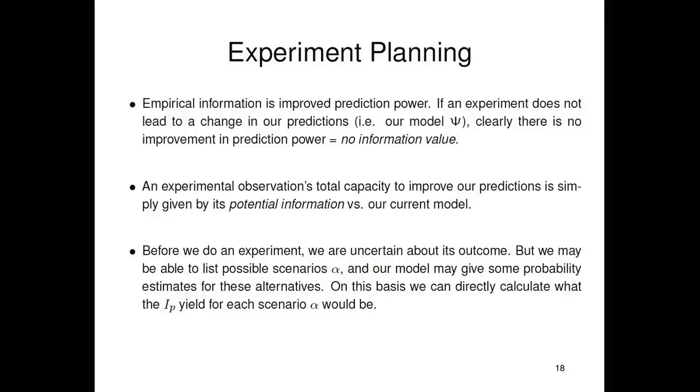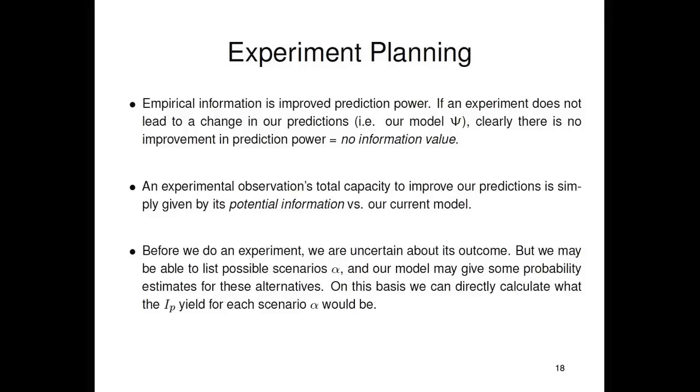Of course, before we do an experiment, we are uncertain about what its outcome is going to be, but we may have different possible scenarios, which under the hood, I guess you could call different competing models. I'll talk about that more in a moment. And some probability estimates for how much probability we ascribe to those competing models. So you can imagine, and I'll mention this in a moment, that we have a total model that's sort of a mixture of competing models with different probabilities.